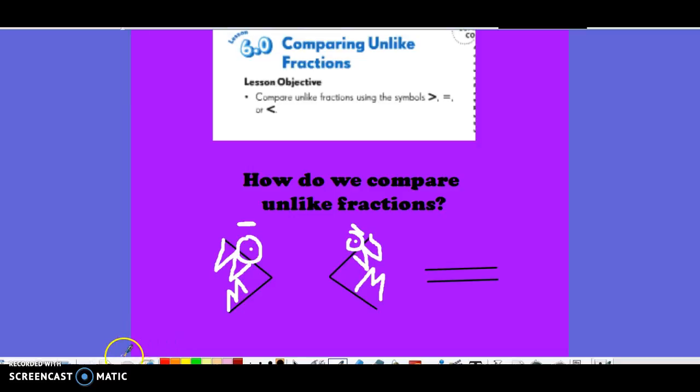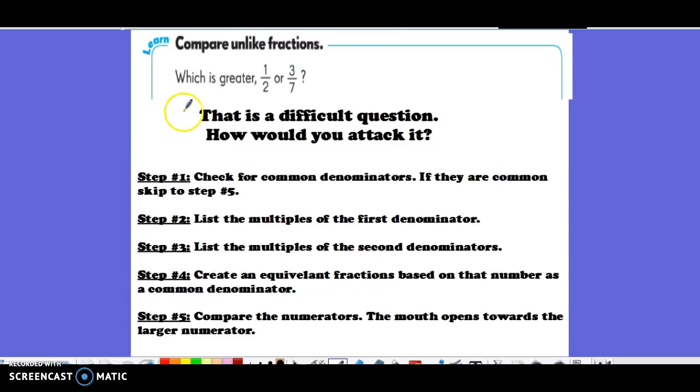Now let's get into the specifics of how you can solve for this question. A question like 1/2 or 3/7, is 1/2 greater than, less than, or equal to 3/7, is a difficult question. And there are a couple of different ways that you can attack this question. So let's take a look at the steps that I've compiled to make sure that you can answer this question accurately every single time. Check for common denominators.